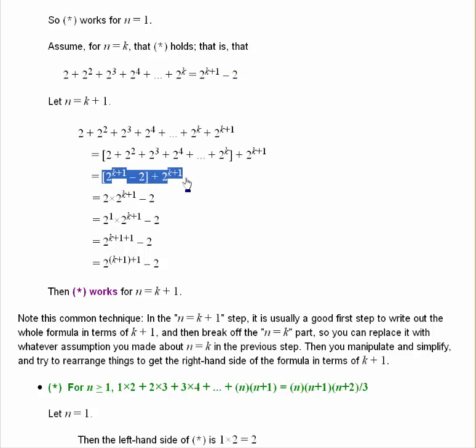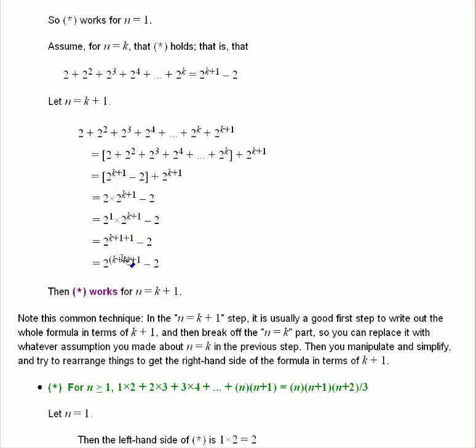Now we want to do some algebra. We want to combine these terms. Here we have a 2 to the k plus 1. Here we have a 2 to the k plus 1. That's 2 factors of 2 to the k plus 1. So we get 2 times 2 to the k plus 1. And the minus 2 stays the same. Now your exponent rules tell you that 2 times 2 to the k plus 1 is equal to 2 to the k plus 1 plus 1.